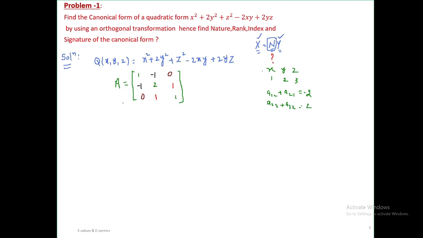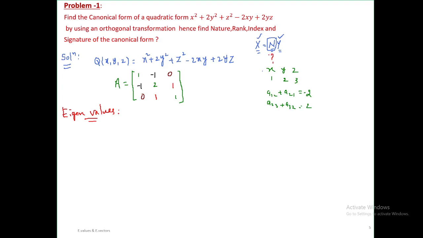Once A is obtained, find the eigenvalues of this matrix A. First compute the eigenvalues. I am telling you how to find N. N is an orthogonal matrix. How to construct the orthogonal matrix? Whatever orthogonal matrix you should not take, a particular orthogonal matrix only you have to take.